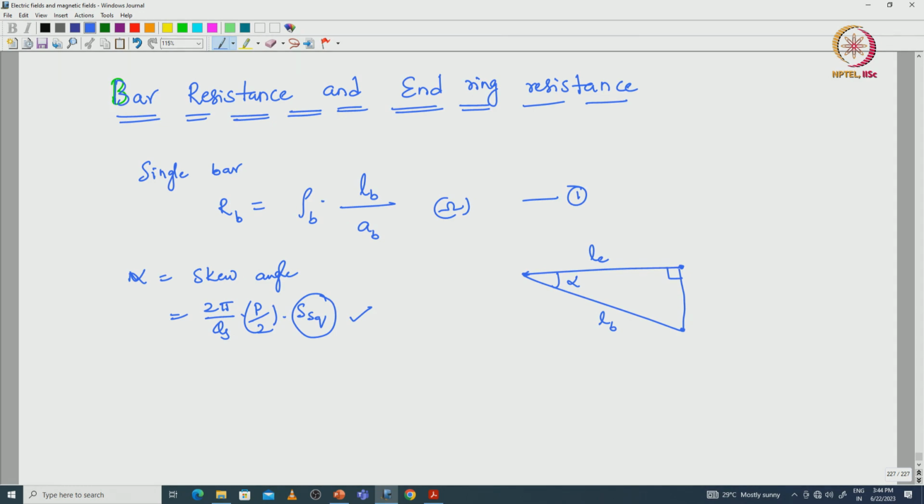Then as per the trigonometric equations, the length of the skewed bar is equal to LE divided by cos alpha. Alpha we know, that is 2 pi by qs into p by 2 into SSQ. By substituting the alpha value and LE value, we can find the length of the skewed bar. After knowing the length of the skewed bar, we have to find the end ring resistance also.